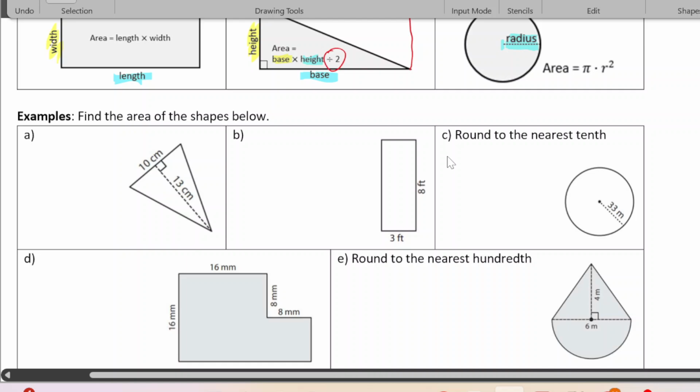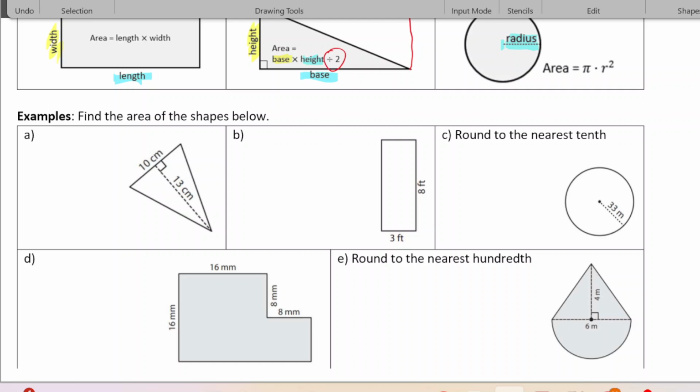Okay, so first one here, we see this is a triangle. So we're going to use our base times height divided by 2. Be careful to use not the diagonal distance on one of the sides, but you always want to use the 2 lengths that are perpendicular or have a 90-degree angle for your calculation. So here we want to do 10 centimeters times 13 centimeters divided by 2. So that's 130 divided by 2, which is 65. And we want to make sure we have the units correct. It's 65 centimeters squared.